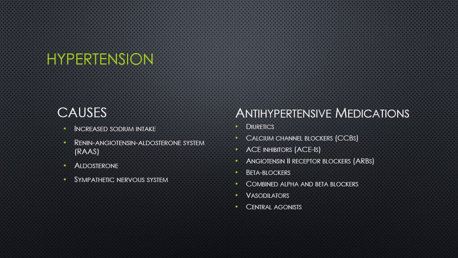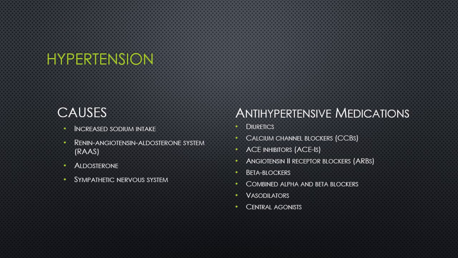We do have some combined alpha beta blockers like carvedilol that also act similar to a calcium channel blocker, where they decrease the force of the contraction as well as decreasing peripheral vascular resistance. But they tend not to be selective beta blockers, so they do run that risk of having some bronchoconstriction. Vasodilators are possible as well, things like hydralazine, and then central agonists like clonidine that work to decrease the sympathetic activity that maintains blood pressure.